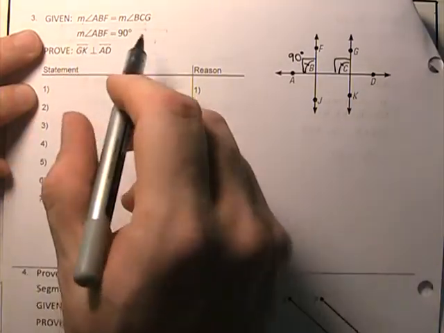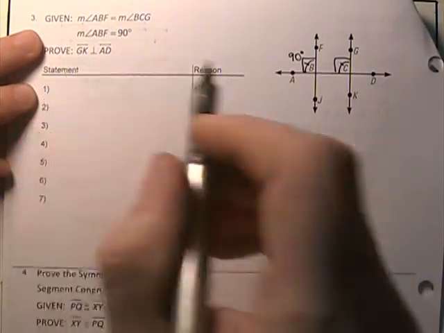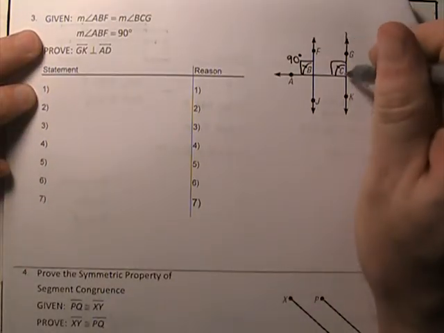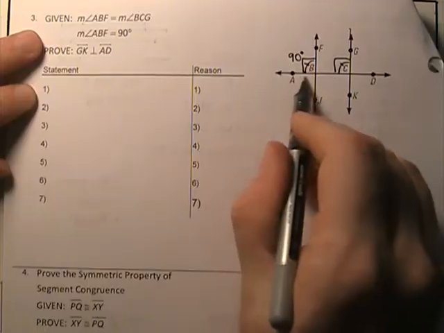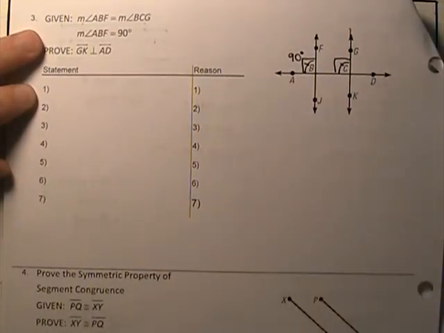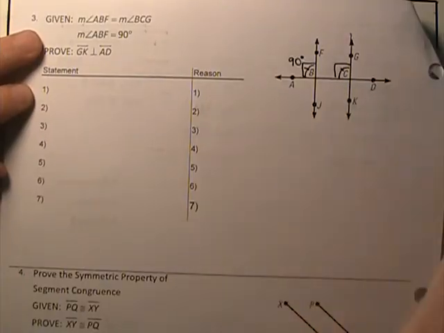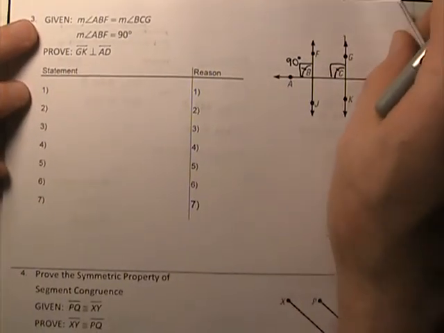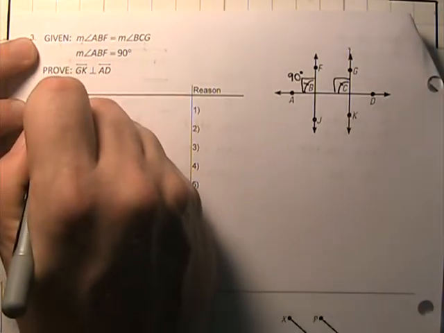Okay, so that's some givens and from the diagram, and they want us to prove that line GK, that's the line over here, is perpendicular, that's the perpendicular symbol, to line AD. So these two lines are perpendicular. I might look up the definition of perpendicular and find out that the definition of perpendicular says that lines that come together and form a 90-degree angle. So it looks like I've got everything I'm going to need to make this proof. So we'll start off with our givens.